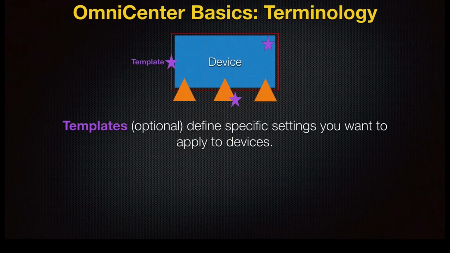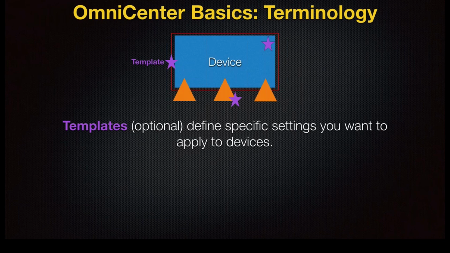Now, any of these can apply templates to the device. Most of the settings in OmniCenter, we want to manage through templates. So we set up templates like a repository of all of the different things that we want to have on that device: threshold alarms, who to contact if the device goes down, what applications to monitor on that device. All of those different parameters get defined within a template, and then templates can be linked to the device at different levels.